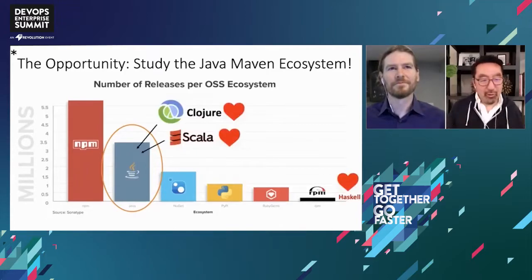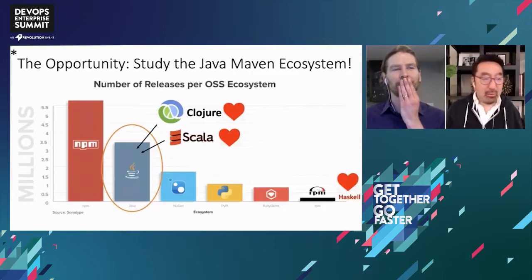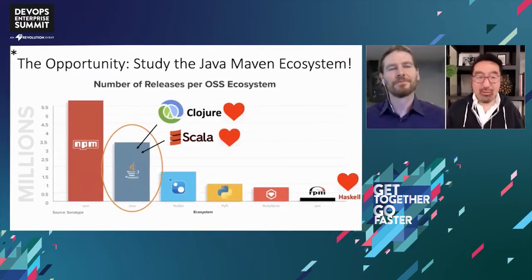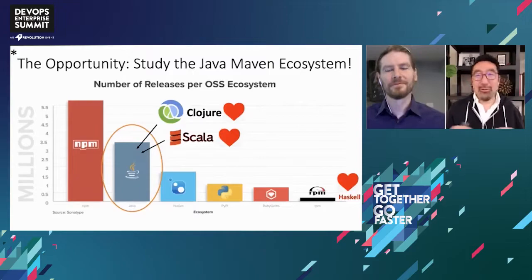So for those of you who don't know, Maven is to Java what NPM is to JavaScript, what PyPI is to Python, what RubyGems is to Ruby. And so on the next slide is someone who benefits so much from the Java ecosystem and Maven because my favorite programming language is Clojure. It was just an opportunity that was irresistible.